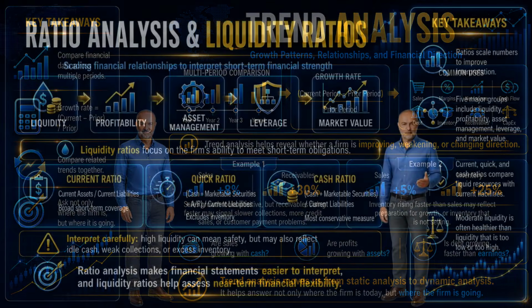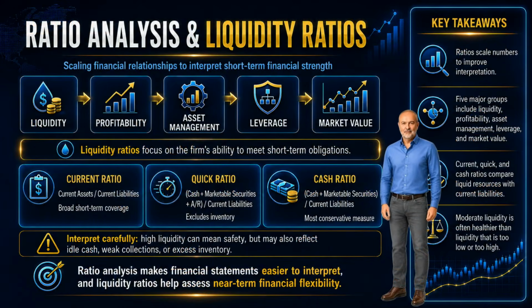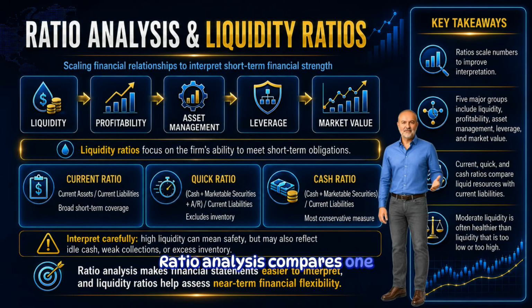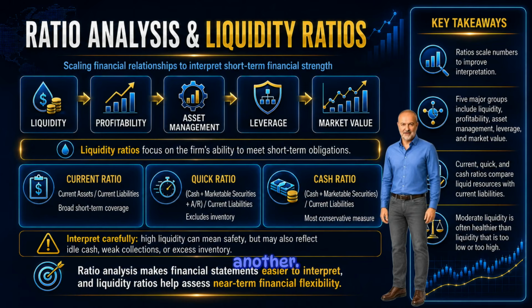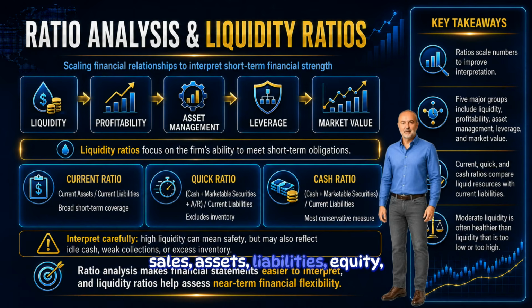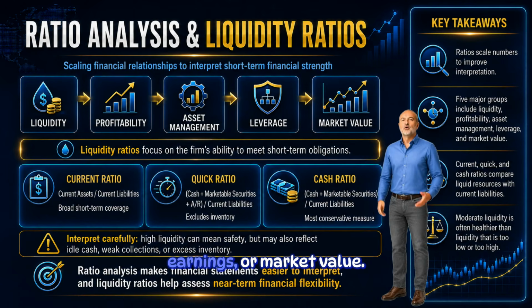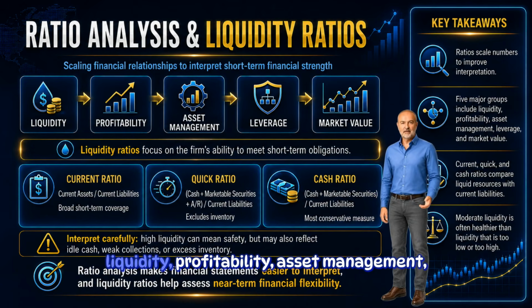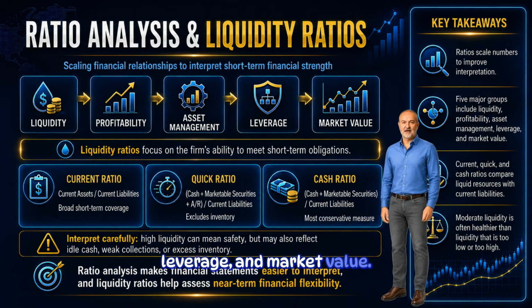Now we move to ratio analysis. Ratio analysis compares one financial statement item with another. Ratios make financial information easier to interpret by scaling numbers relative to sales, assets, liabilities, equity, earnings, or market value. Ratios are commonly grouped into 5 major categories: liquidity, profitability, asset management, leverage, and market value.